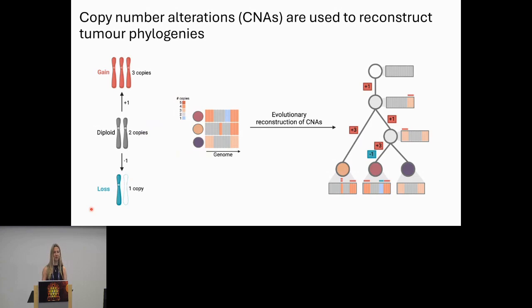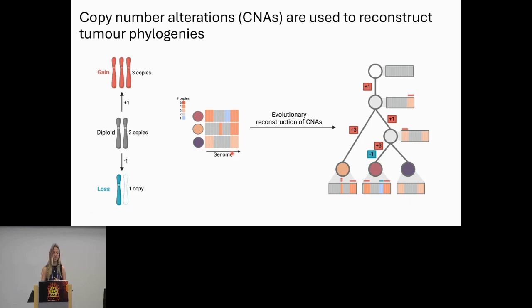One of the signals that can be used to infer phylogenetic trees are copy number alterations, which either increase or decrease the number of copies across the genome. The way in which we can model copy number evolution is to look at the number of copies across the genome in different tumor clones, as we see here.